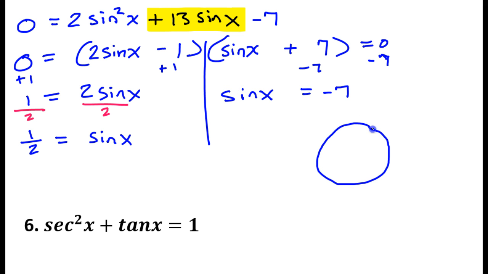So looking at this unit circle that I'm about to draw, if the reference angle is pi over 6, then I'm going to draw a bunch of pi over 6's. And here's how I do it.